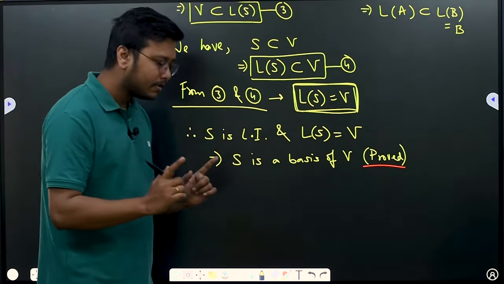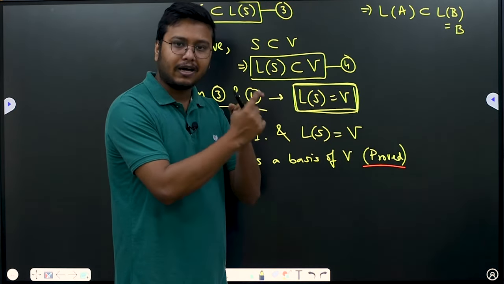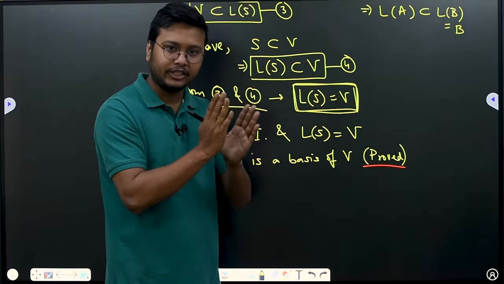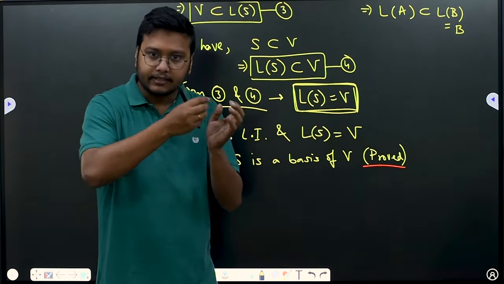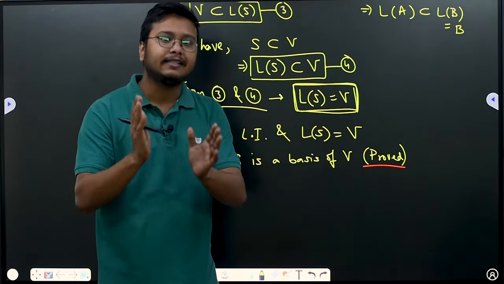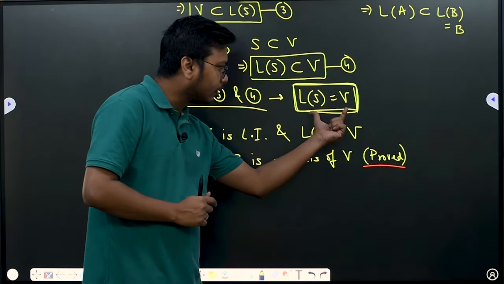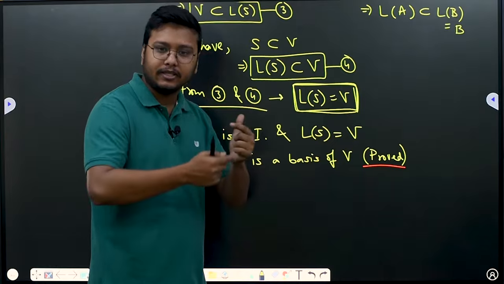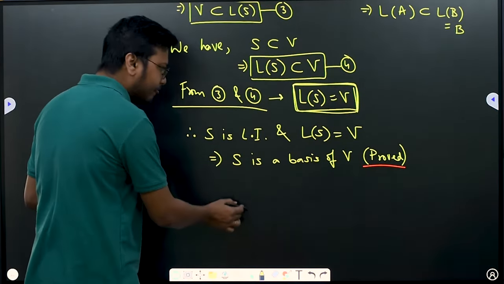So just remember the statement of this theorem: if the dimension of a vector space matches the number of elements in a linearly independent set taken from that vector space, then that set is definitely going to become a basis. You don't have to check for the other property. It is automatically happening, it becomes inbuilt.